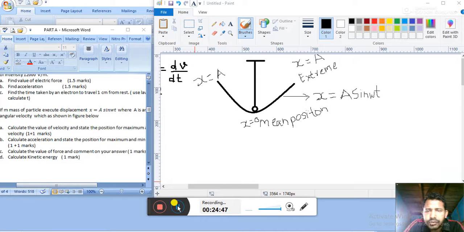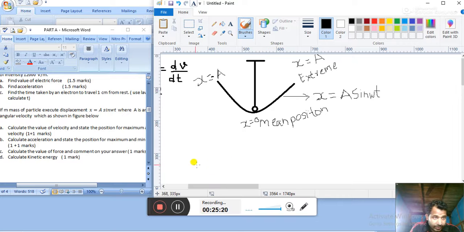Now we are going to deal with this case, and I have just made a simple pendulum over here, and it will move in this way. The positions will be minus a and plus a. They are the extreme positions, this is the mean position, and the motion is x equals a sin omega t, where x is what we call displacement, a is the amplitude, and omega is the angular velocity.